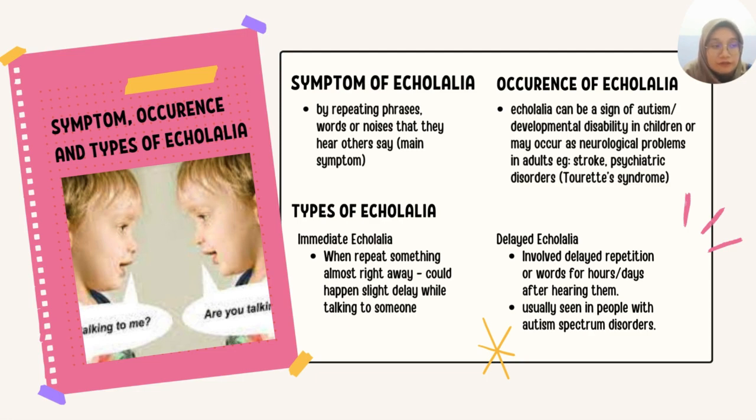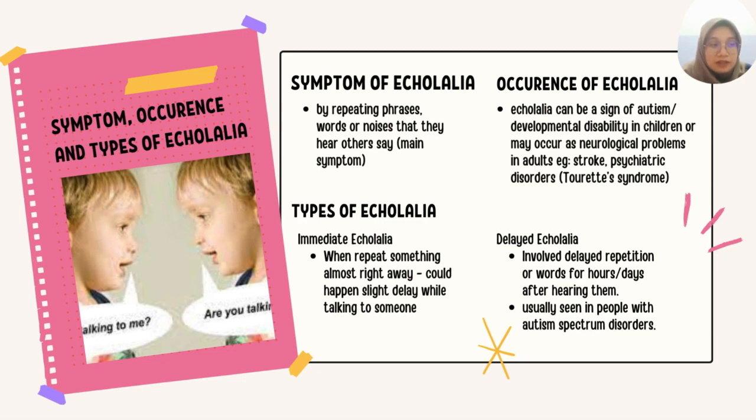As for the occurrence of echolalia, it can be a sign of autism or developmental disability in children, or may occur as a neurological problem in adults, such as stroke, or psychiatric disorders such as Tourette syndrome. So there are two types of echolalia, which are immediate echolalia and delayed echolalia.